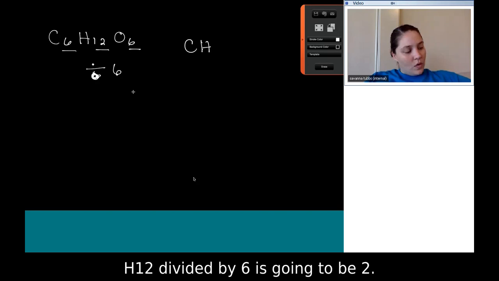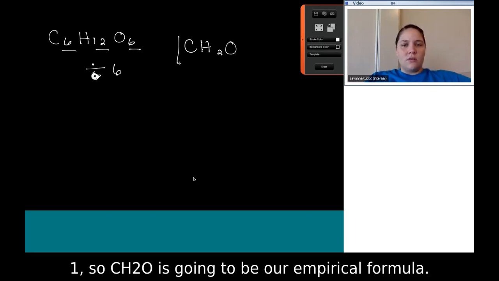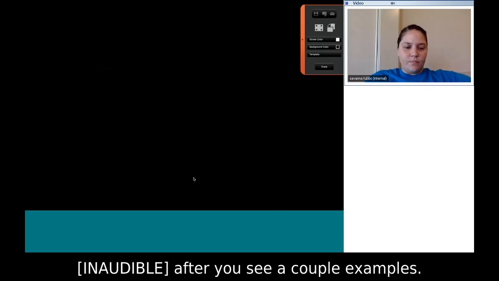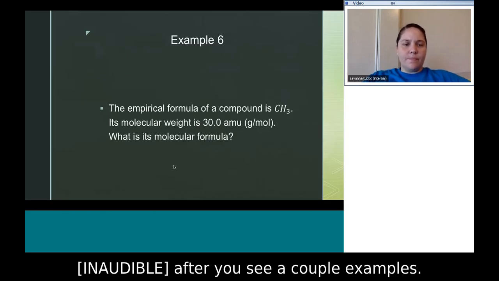H, 12 divided by 6 is going to be 2. And then we have O, 6 divided by 6 is 1, so C, H2O is going to be our empirical formula. Not too bad after you see a couple examples.